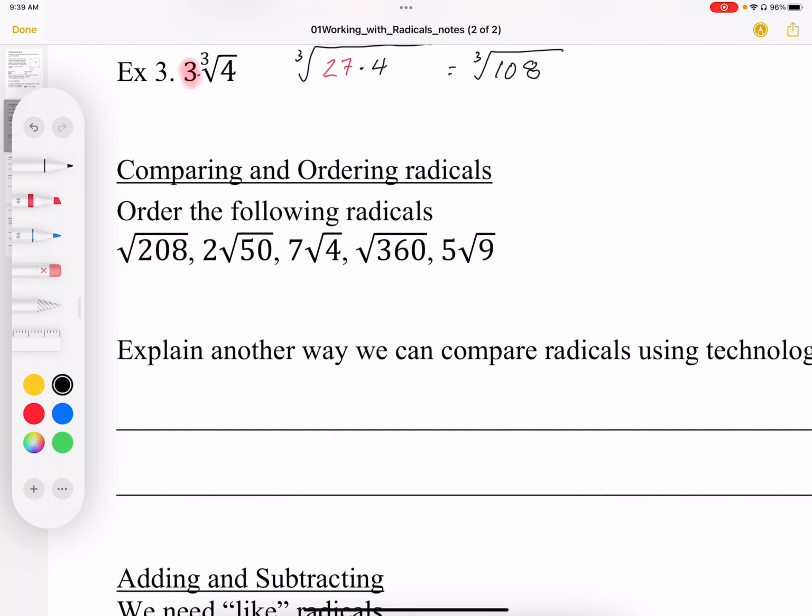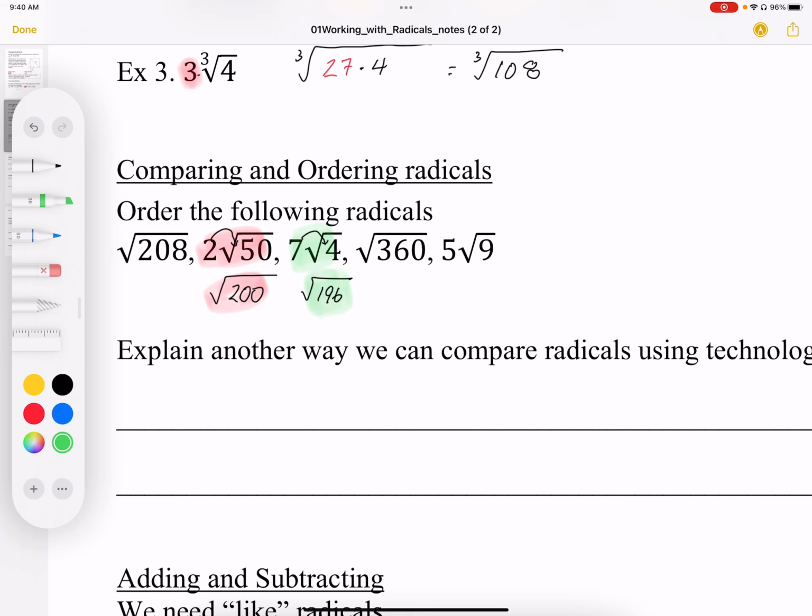So when I compare these then, I'm going to express 208. Well, that's already a whole radical. So I'm going to convert 2 root 50, and put the 2 inside the square root to square it. So I'm going to get 4 times 50, which is 200. Okay, so these are equivalent. Same with the 7 root 4. I'm going to put the 7 on the inside, so I'm going to square it. So I get 49 times 4. That gives me 196. So now I express this as a whole radical.